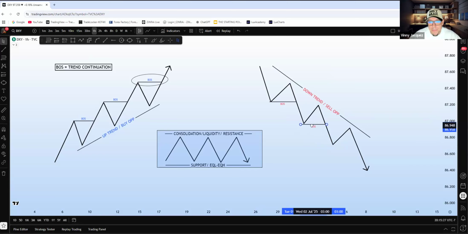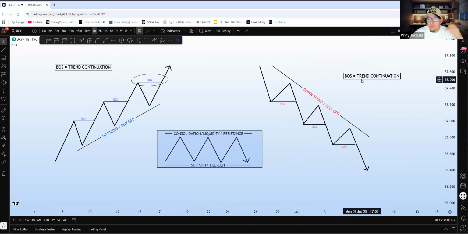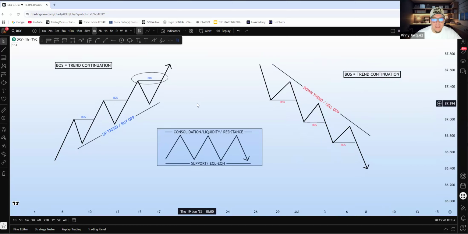appreciate it. That's funny. To the upside or to the downside, when you're able to see the break of structure, you've got to think trend continuation. The market wants to continue in that downtrend or the uptrend. Give me a 10 if this makes sense, and give me a question mark if you are confused.